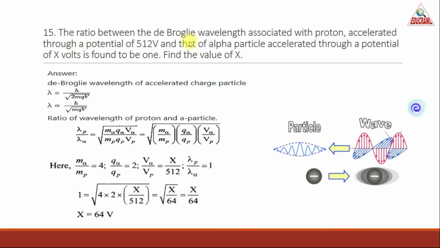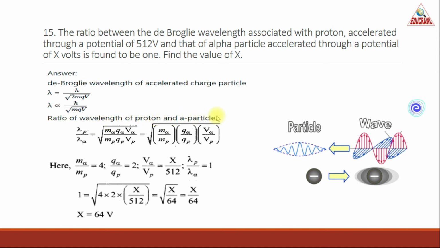The 15th problem. The ratio between the de Broglie wavelength associated with proton accelerated through a potential of 512 volt and that of the alpha particle accelerated through a potential of x volt is found to be 1. We are supposed to find the value of the potential with which the alpha particle is accelerated. We know the de Broglie wavelength formula as lambda is equal to h by square root of 2 m q V. Hence, lambda is proportional to h divided by square root of m into q into V.